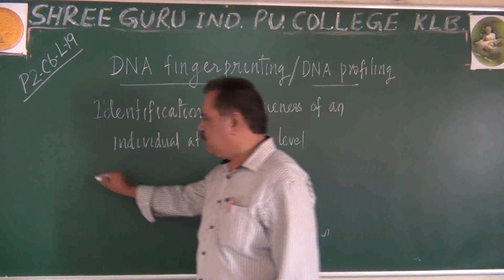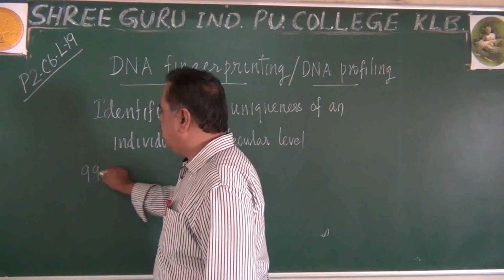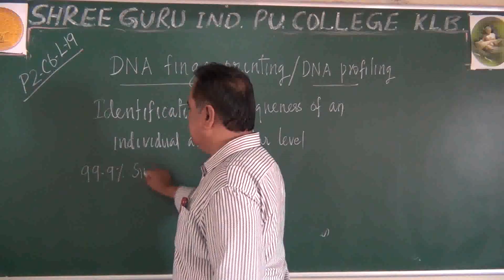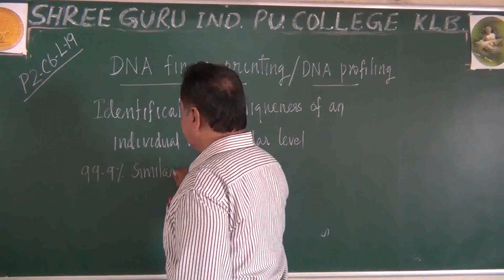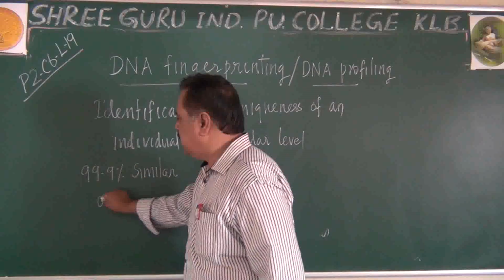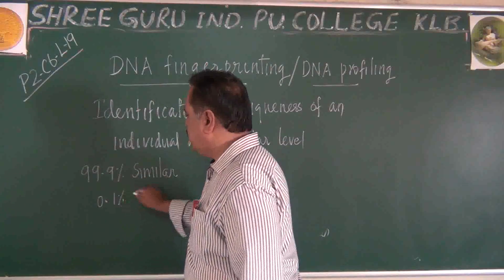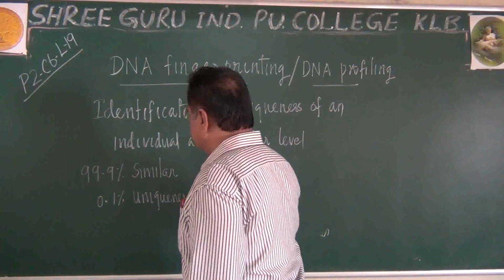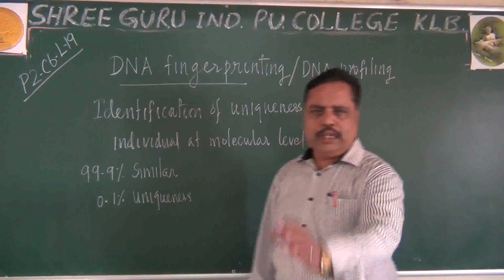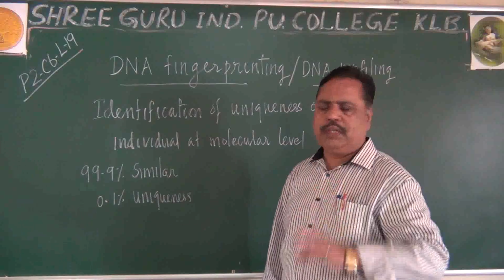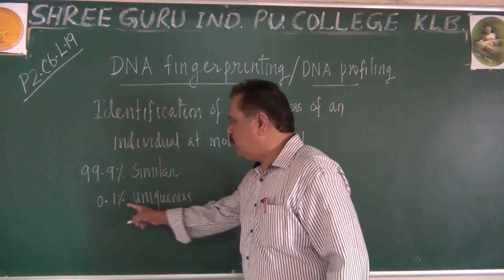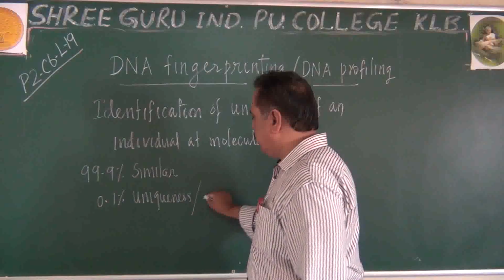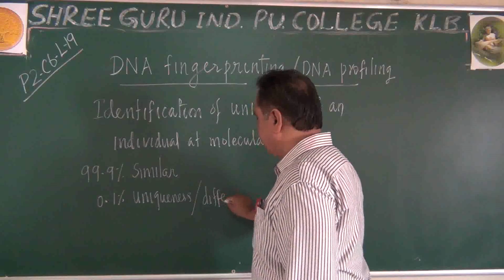Already I told you, 99.9% we are all similar in our genome. Difference will be in how much percentage? 0.1% only will exhibit the uniqueness in our body. 99.9% we are similar with each other. Only in 0.1% we show the difference or we show our uniqueness.